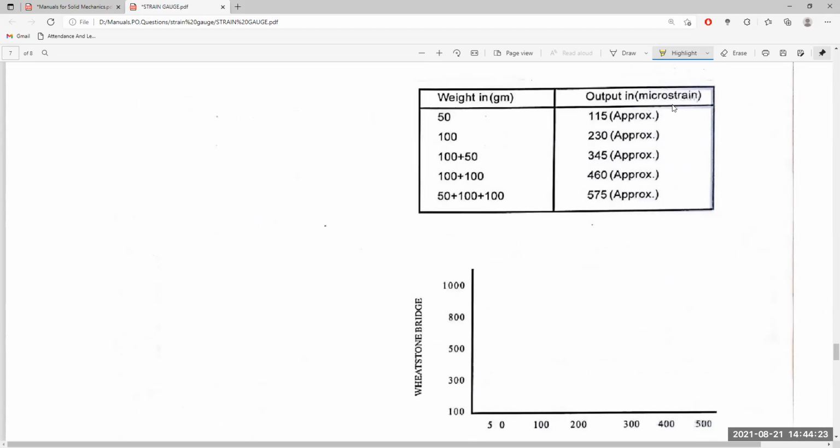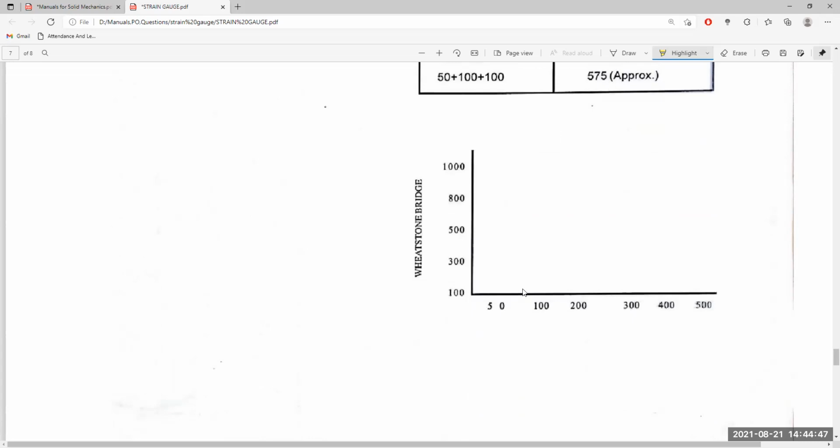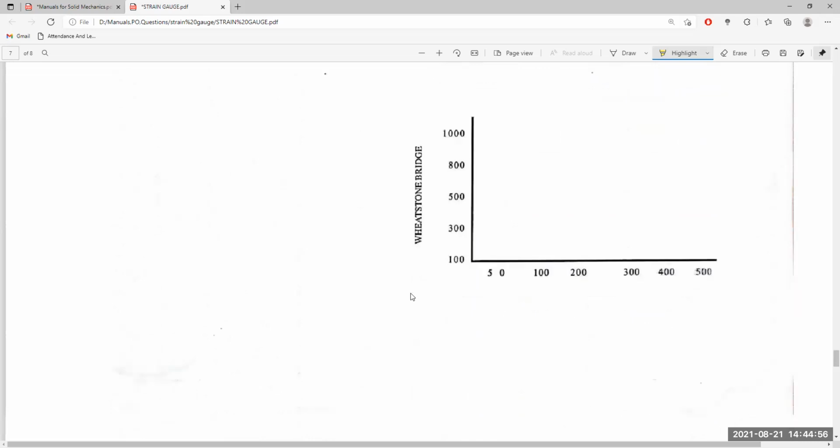Now, in micro strain, the output is 115 for 50 gram load, 250 micro strain for 100 gram load, and so on, and approximately 375 breaks the material itself. As for the Wheatstone bridge, we have to plot the weight as well as the voltage on two axes itself.